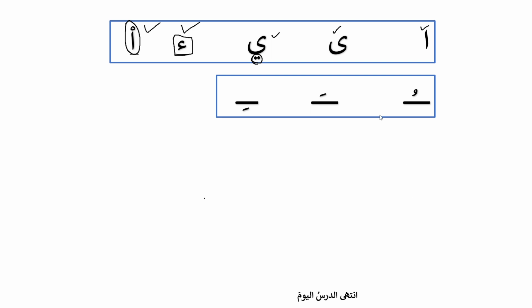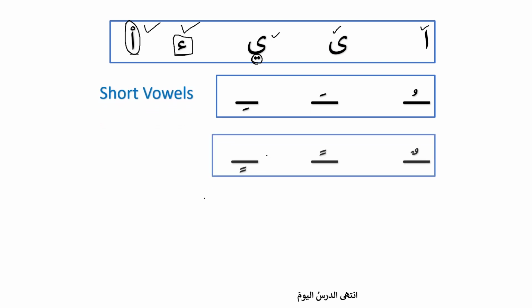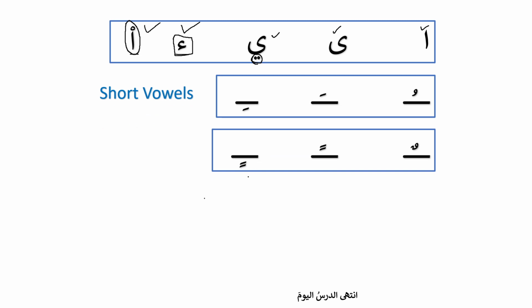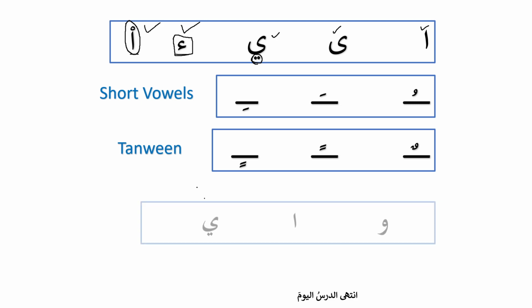What about these three signs over here? Damma, fatha, kasra. Are these long vowels or short vowels? Short vowels. Excellent. Perfect. Then we have the next one. What do we call them? Tanween. Okay, dammatan, fathatan and kasratan, and what's the name? The name is tanween. Nunation or tanween, excellent.